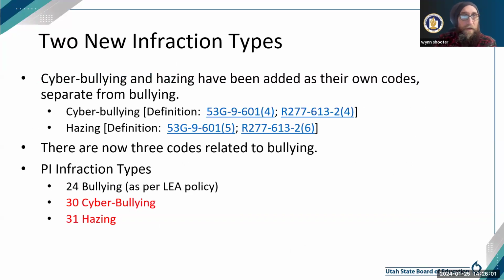This is an important one. Cyberbullying and hazing have been added. So previously, these were included as part of bullying. Now we're looking to make further distinction between those in response to some legislation. So there are 2 new infraction types. We'll go from having 21 to 23. Now bullying is being broken out 3 ways. Bullying will remain, and then 2 additional ones, cyberbullying and hazing. Next slide, please.